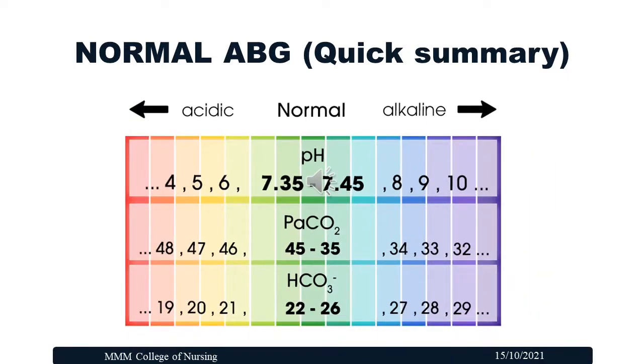Now we'll have a quick summary of the three main components in ABG. First is the pH, which we've already dealt. The normal pH is 7.35 to 7.45. If it's less than 7.35, it's considered as acidic, and if it's more than 7.45, it's considered as alkaline. Next is the partial pressure of carbon dioxide.